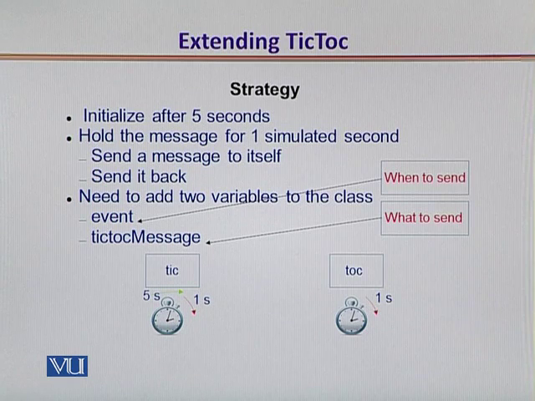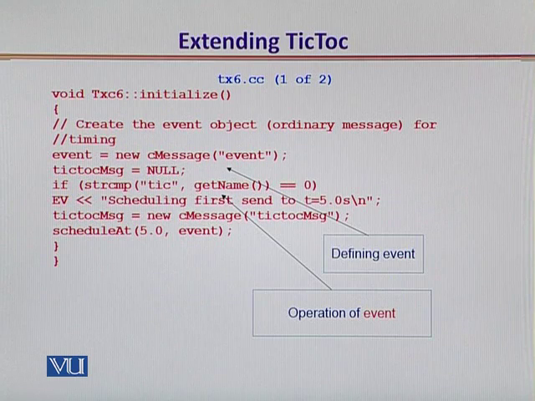Now, we need to add two variables to the class. One is the event. Event tells us when to send, and the TikTok message needs to be buffered or stored temporarily because it would be the same TikTok message that would be sent back. So in order to hold it somewhere, we need to introduce a variable called TikTok message that will tell what to send back.